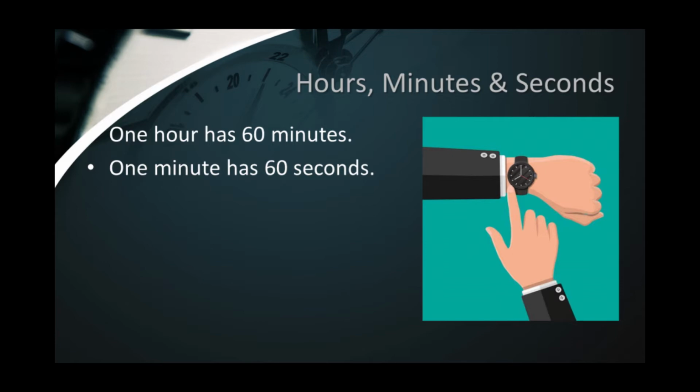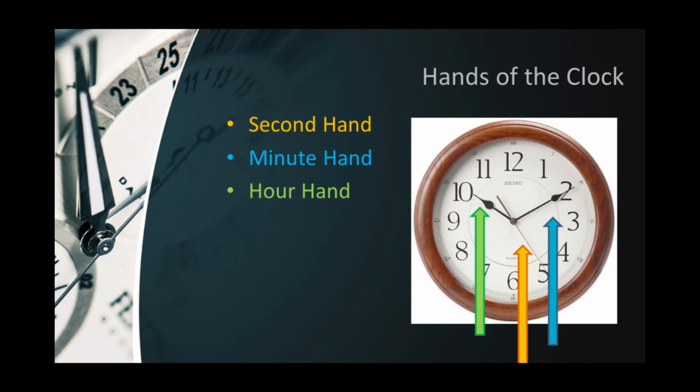1 hour has 60 minutes and 1 minute has 60 seconds. Now let's move on to the hands of the clock. There are 3 hands on the clock: the second hand, the minute hand, and the hour hand. The second hand is the thinnest hand on the clock. It tells us how many seconds of the minute have passed. The minute hand is longer than the hour hand. It tells us how many minutes of the hour have passed. The hour hand is the shortest on the clock. It tells us which hour of the day it is.